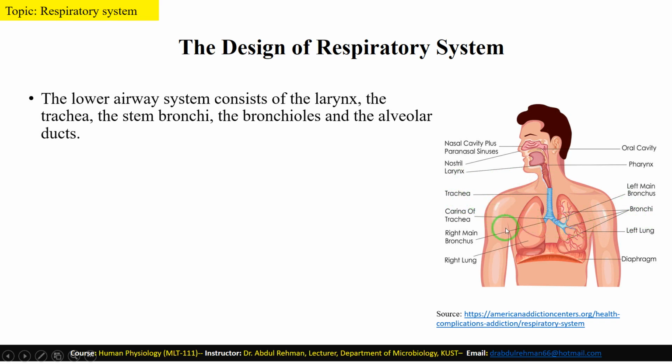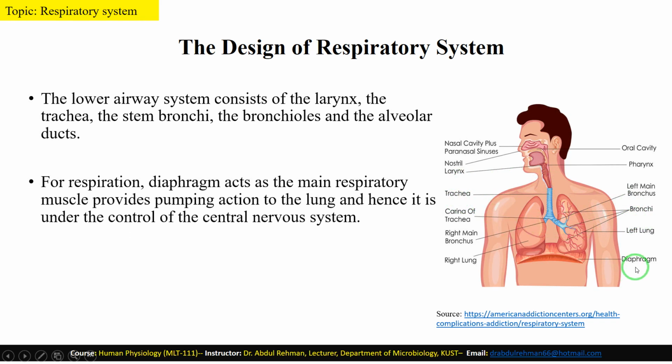During respiration, there is a principal muscle called the diaphragm, which is under the control of the central nervous system, and provides pumping action. So as a result, the lung can exchange gases with the atmosphere. So this is the complete design of the respiratory system.